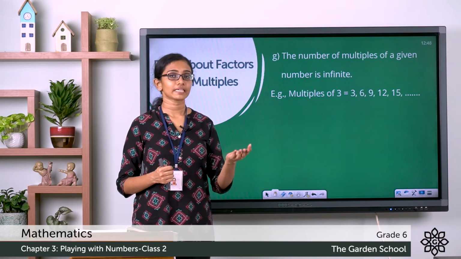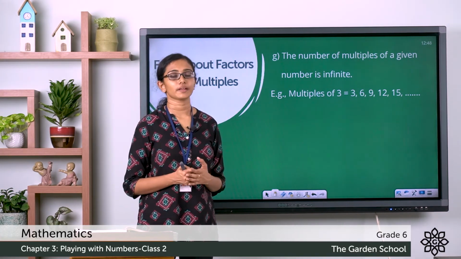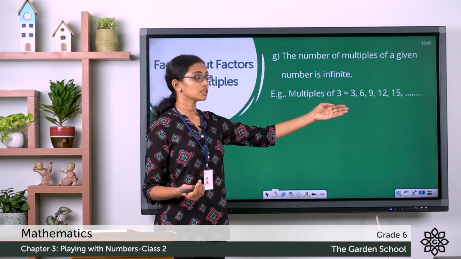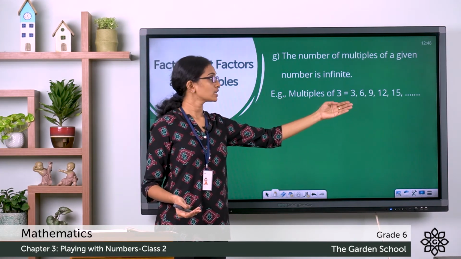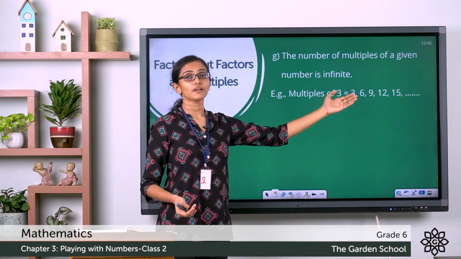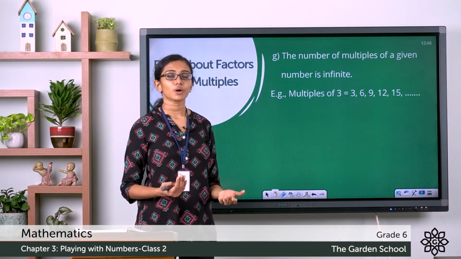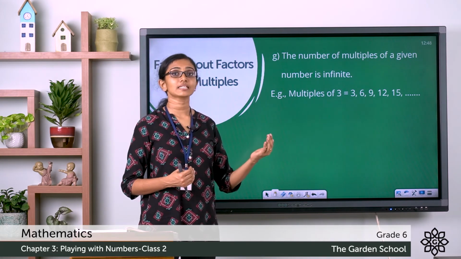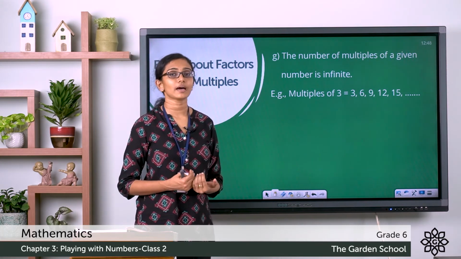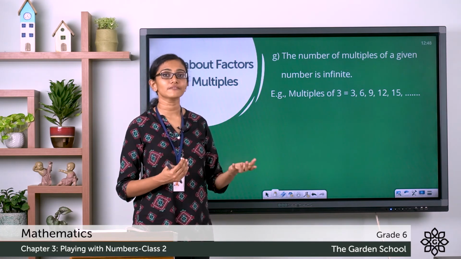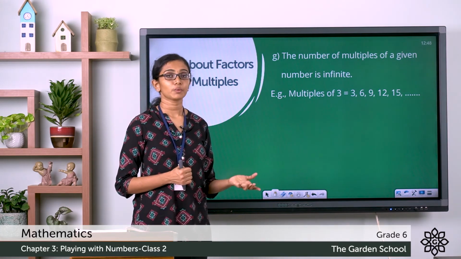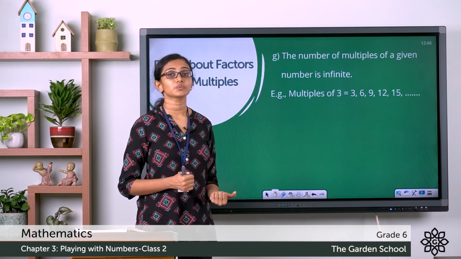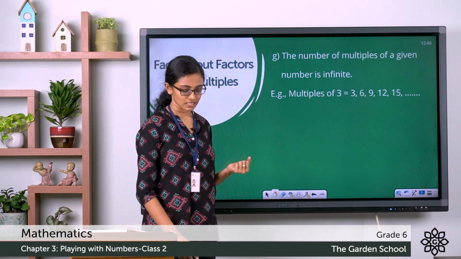So, you can multiply a given number by any other number. 3 can be multiplied by 1 to get 3, multiplied by 2 to get 6, then it goes on like 9, 12, 15 and so on. We cannot find which is the greatest multiple of 3. So, it seems that the number of multiples possible for a number is unlimited or infinite. The number of factors for a number will be limited, but the number of multiples will be unlimited or infinite.